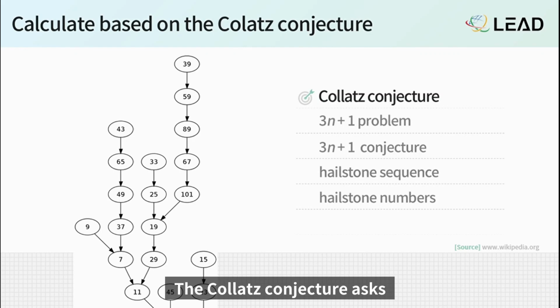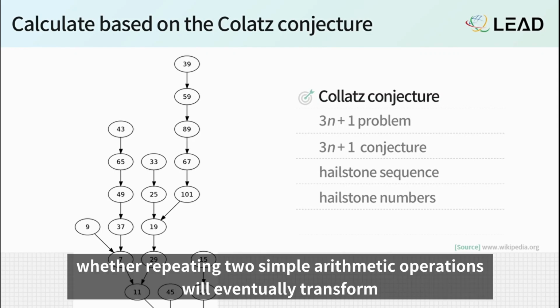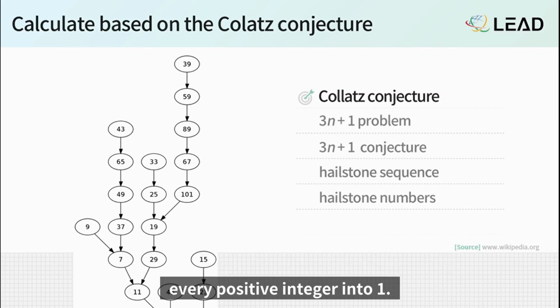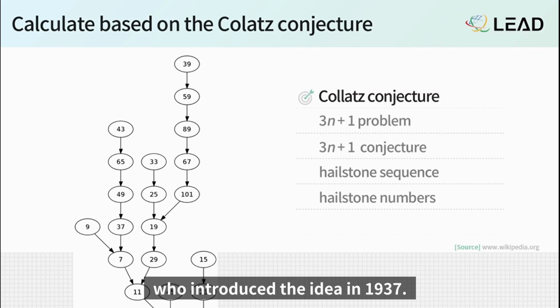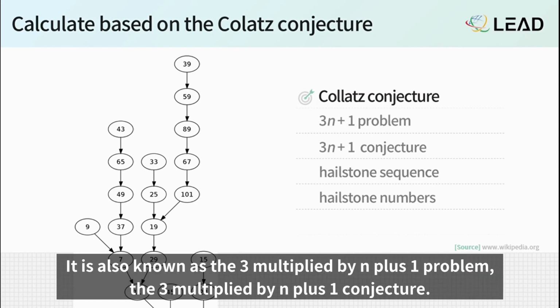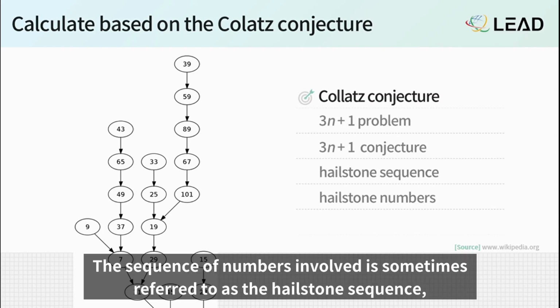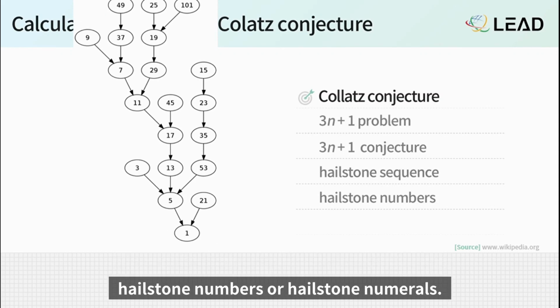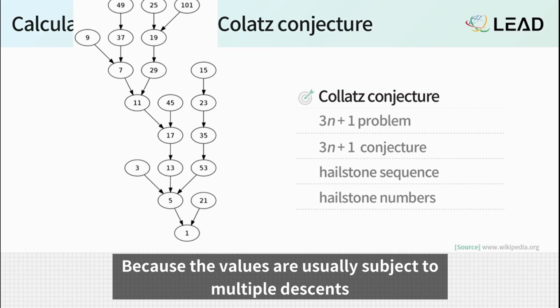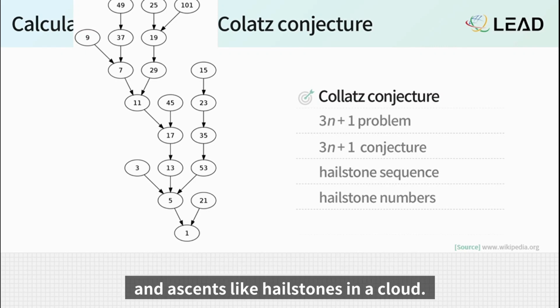The Collatz conjecture asks whether repeating two simple arithmetic operations will eventually transform every positive integer into 1. It is named after mathematician Lothar Collatz, who introduced the idea in 1937. It is also known as the 3n plus 1 problem, or the 3n plus 1 conjecture. The sequence of numbers involved is sometimes referred to as the hailstone sequence, hailstone numbers or hailstone numerals, because the values are usually subject to multiple descents and ascents like hailstones in a cloud.